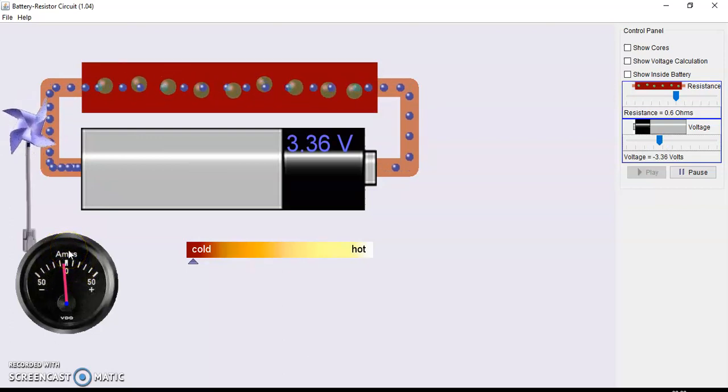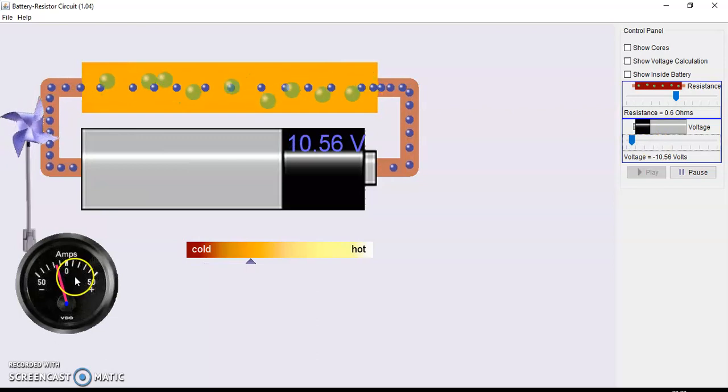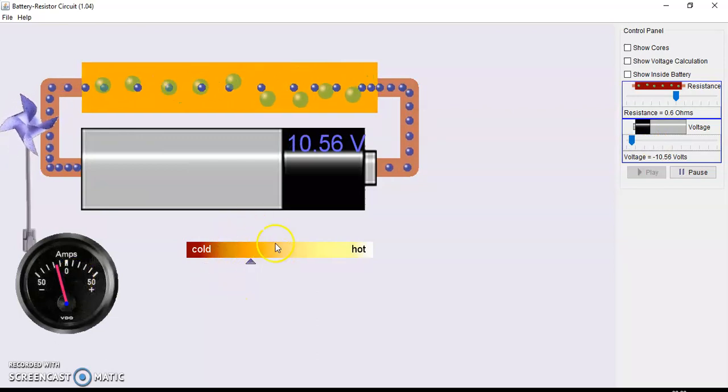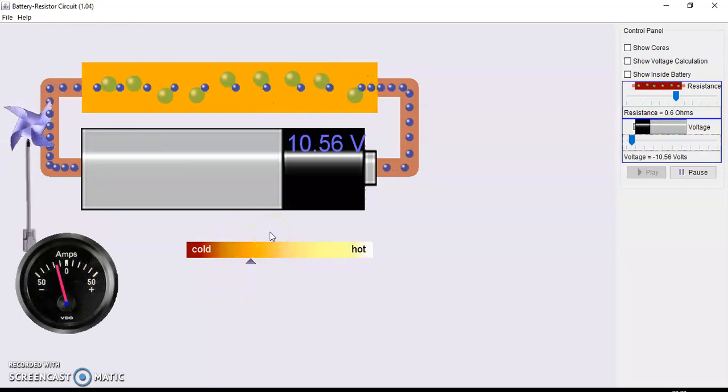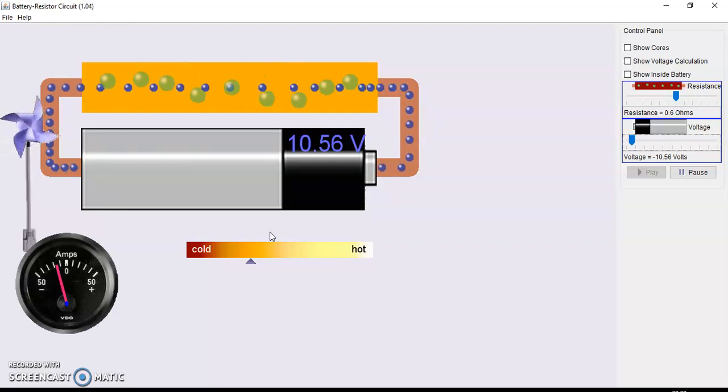And when I have changed the voltage, the motion of the electrons have become faster. Amount of current in the circuit has changed. At the same time, temperature of the wire has also changed. Okay, so why these electrons are traveling in a particular direction? That is happening because of this cell.